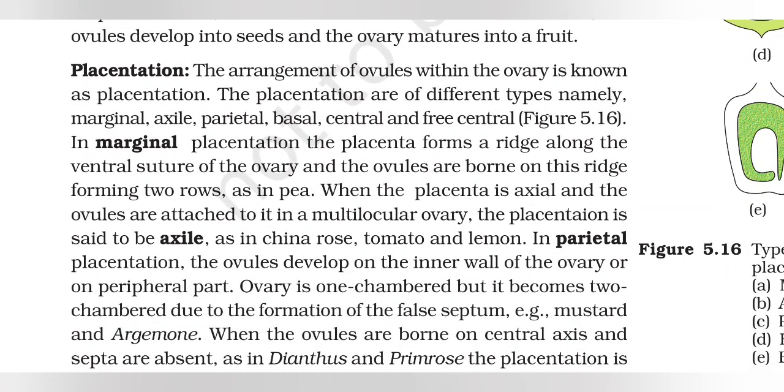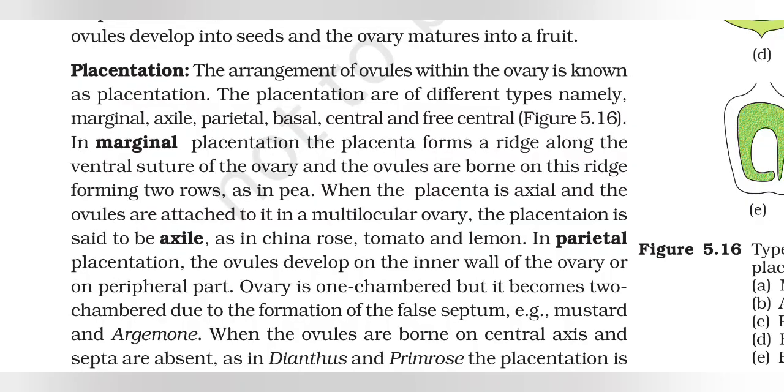Placentation. The arrangement of ovules within the ovary is known as placentation. The placentation is of different types, namely marginal, axial, parietal, basal, central and free central. In marginal placentation, the placenta forms a ridge along the ventral suture of the ovary and the ovules are borne on this ridge, forming two rows, as in pea.